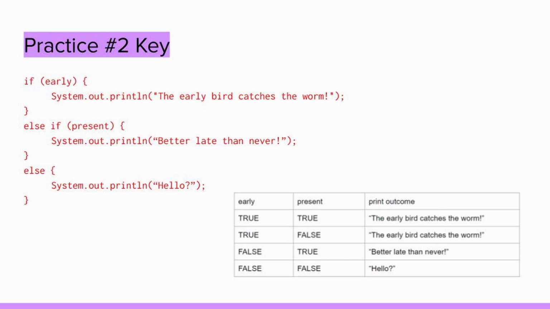Here's the key. Since our variable has the value of true or false, we'll use booleans to represent them. Since we have 2 variables, we'll use an if block and an else if block and an else block. First, we check if the early is present. If that is true, no matter the value of present, we have the same output. If early is false, then we'll check the present. If present is true, we'll print better late than never. Otherwise, we have the default output hello.